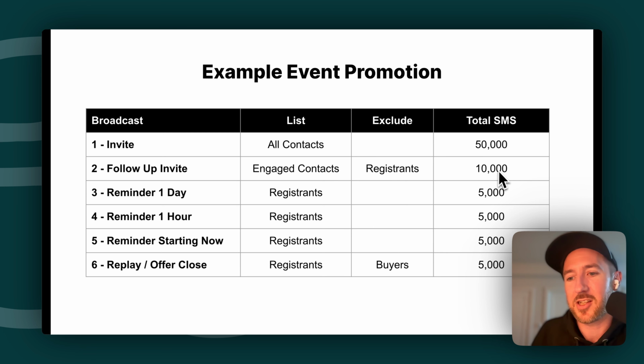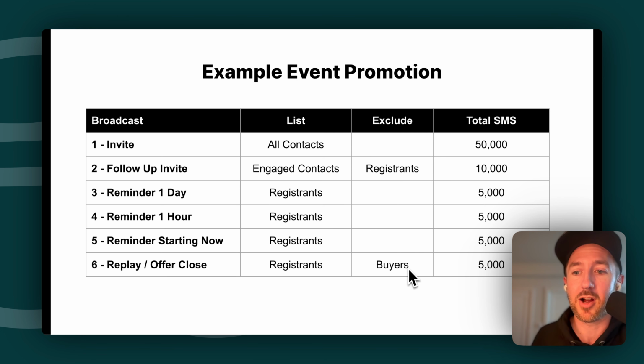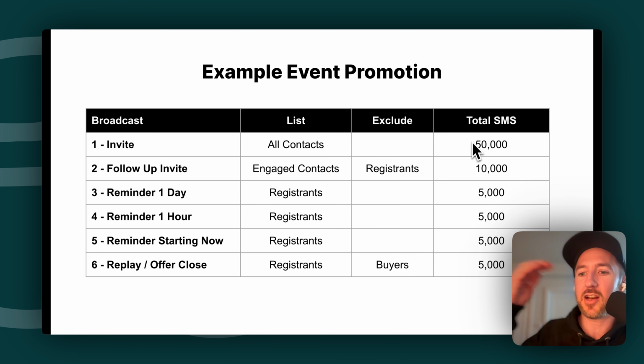So let's say that's like 10,000 people. Then I'm going to have the reminder 1 day, the reminder 1 hour, and those are only going to go out to the registrants list. And then I'm going to have my close down sequence, which is like replay or offer close or whatever. That's going to go to registrants, and I'm going to exclude the people that have already bought the offer. So let's just say that's like 5,000 people or 4,000, 3,000. So what you can see here is that instead of hitting the main list all the time, we are hitting more segmented lists.